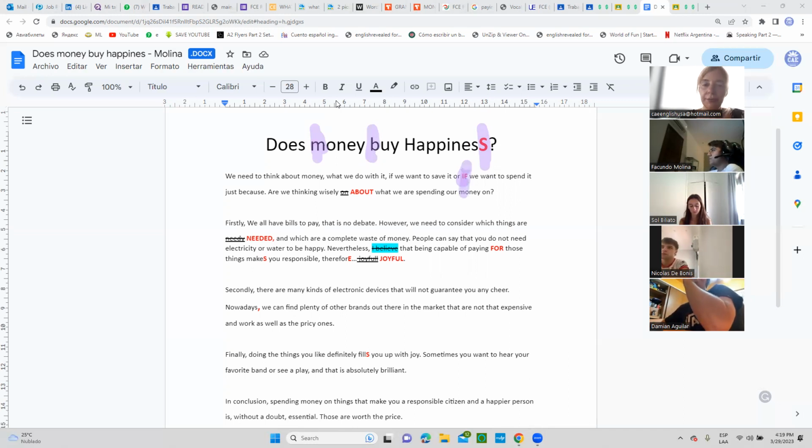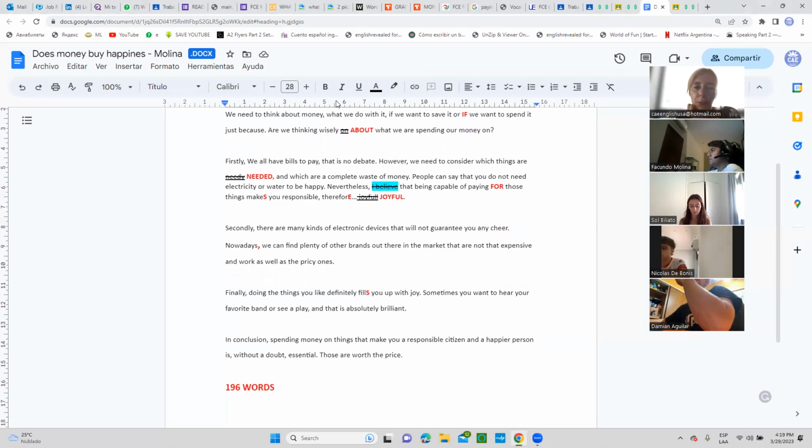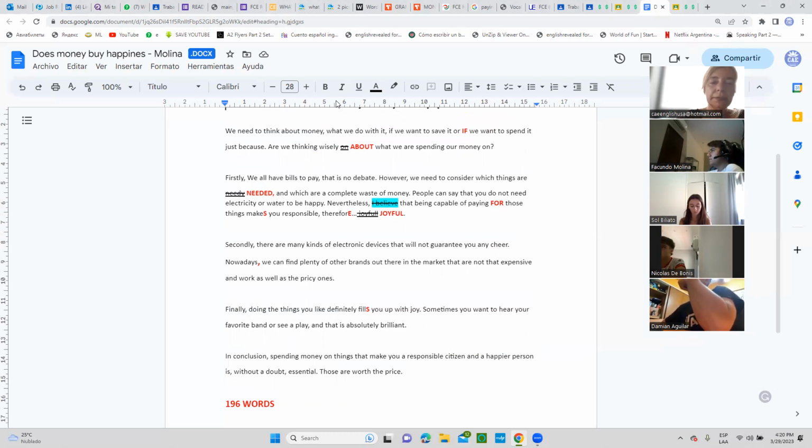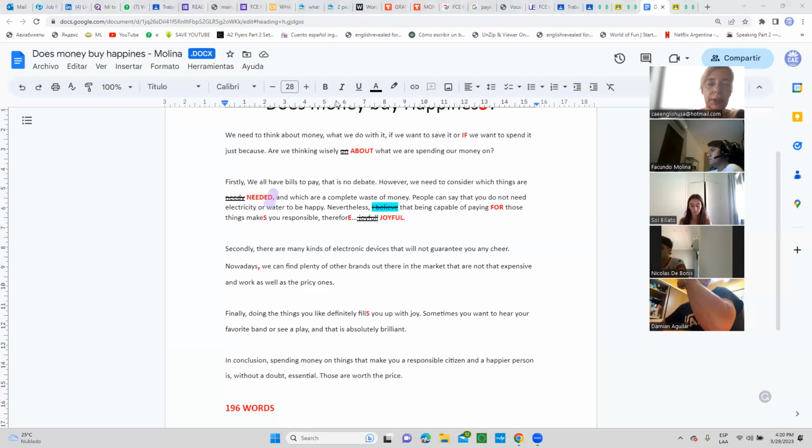So remember here, you had to put an if. Are we thinking wisely about, not on? You think, because you think about something. Here, wisely is not the case here. You think about something. So are we thinking wisely about what we are spending our money on? Firstly, we all have bills to pay. That is no debate. However, we need to consider which things are needed, not needy. Which things are needed, comma, and which are a complete waste of money.